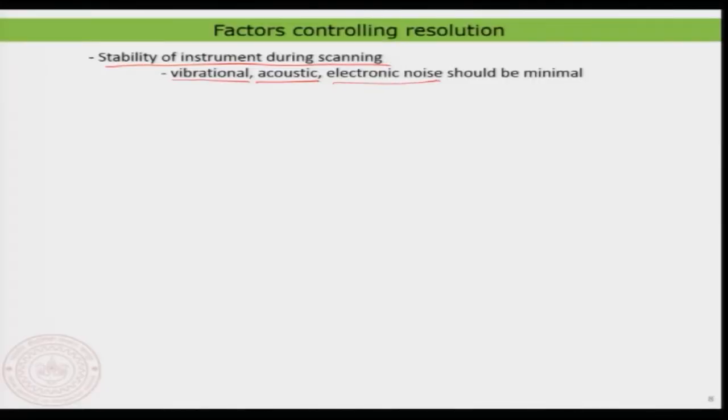So it is extremely important that you have a quiet, vibration free ambience. Electronic noise should also be minimized. Therefore, these kinds of microscopes are normally kept on the ground floor or in cellars, with a vibration damping table, and the acoustics of the room should also be maintained so that the microscope itself is very stable in terms of the vibrational and acoustic noise that can couple to the microscope.